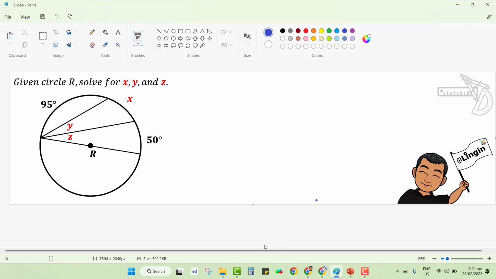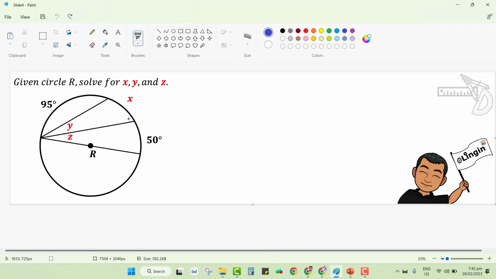For this given problem, we are given circle R, and we are asked to solve for the values of the variables x, y, and z. In order for us to solve this, we need to first identify the figures or the representations of each of the variables and probably take into consideration later how we relate them together with the given measurements.